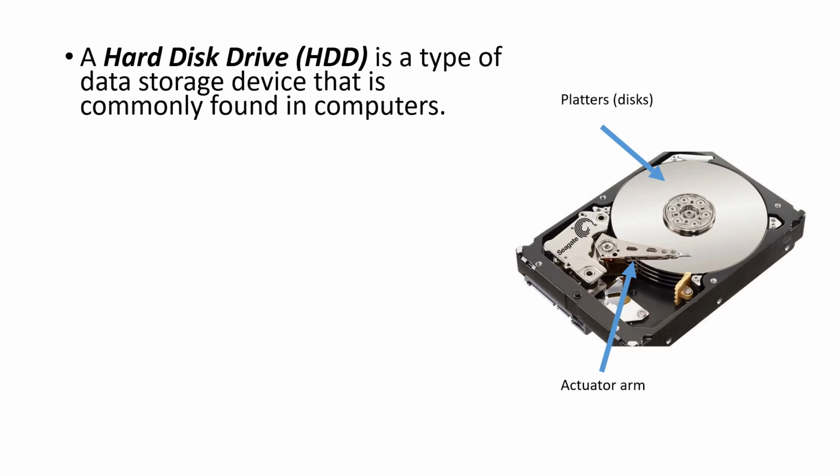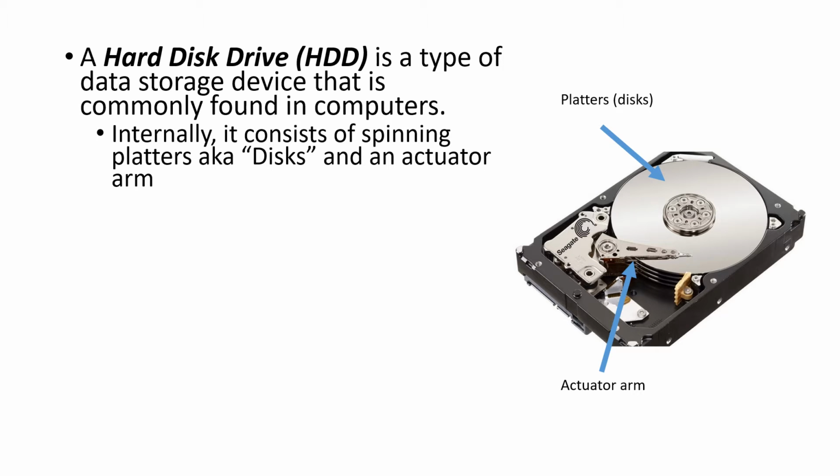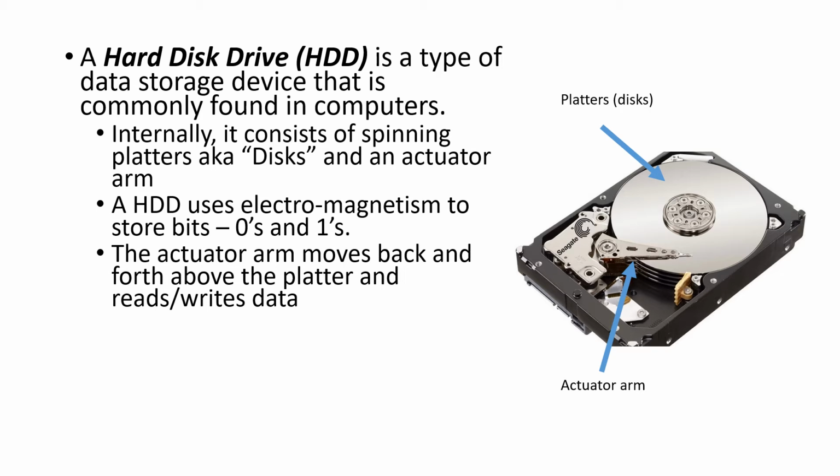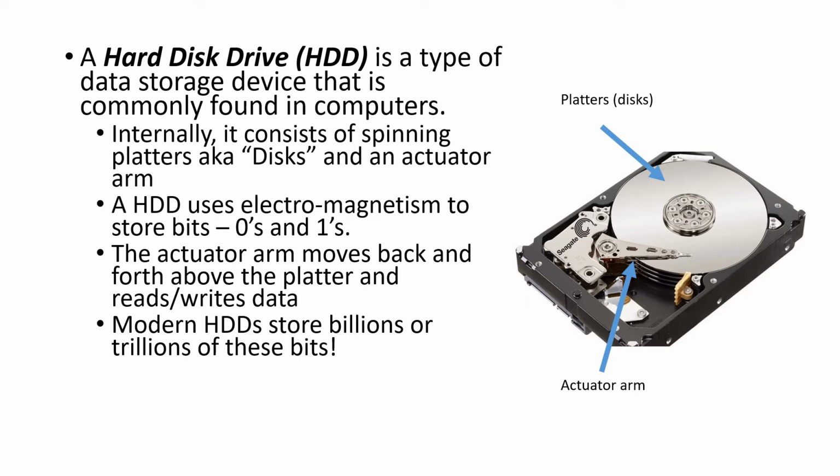A hard disk drive, or HDD, is a type of data storage device that is commonly found in modern computers. Internally, it consists of spinning platters, also known as disks, and an actuator arm. And if you take a look to the right, there's an image of a hard drive with the top or the lid removed, and you can see that it has the platters or disks and the actuator arm labeled. A hard drive uses electromagnetism to store the bits, which are the ones and zeros. The actuator arm moves back and forth above the platter and reads and writes the data to the disk. Modern HDDs store billions or trillions of these bits. Obviously, it's measured in either gigabytes or terabytes. And as you can see, there are a lot of moving parts with an HDD or hard disk drive.